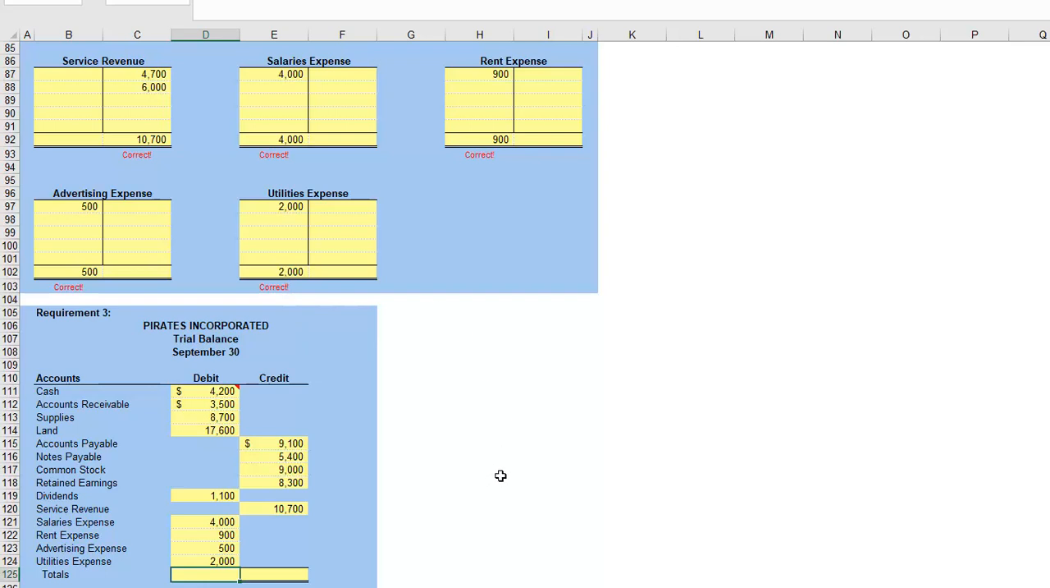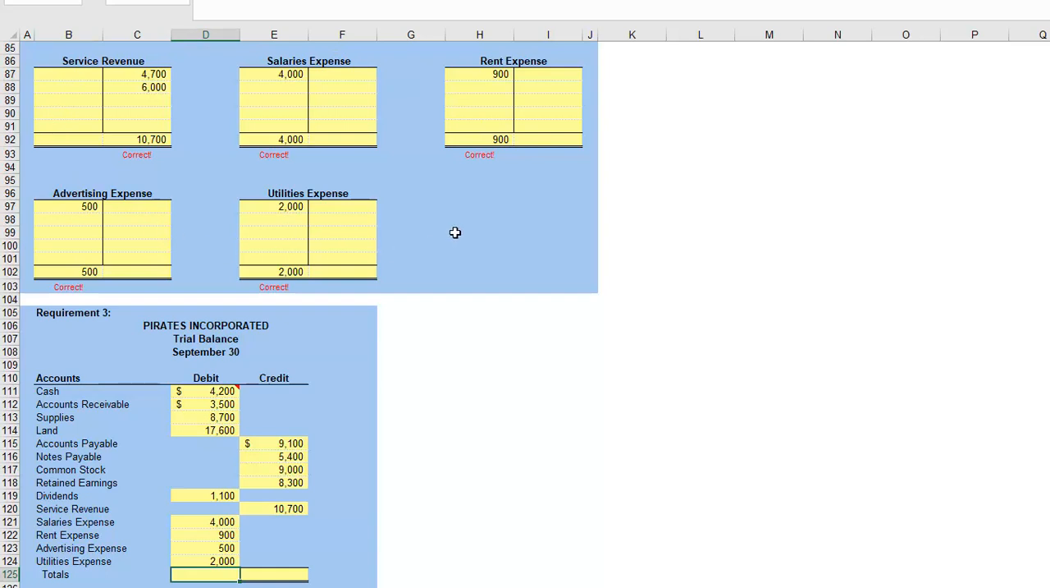Now we have the moment of truth. We are going to add up these columns and see if they balance. If they don't balance, that's fine. That means we need to go back and research which of our journal entries didn't get recorded here in our T accounts. If all of our journal entries have debits and credits that add up to the same amount, then we know that our trial balance will balance. We just need to find where we might have made our error in our T accounts.